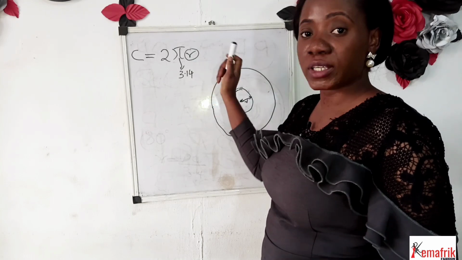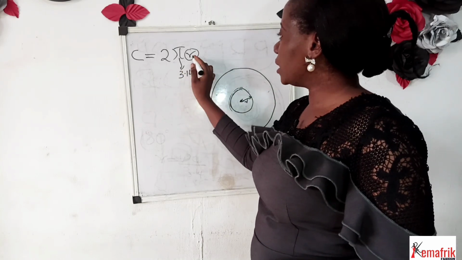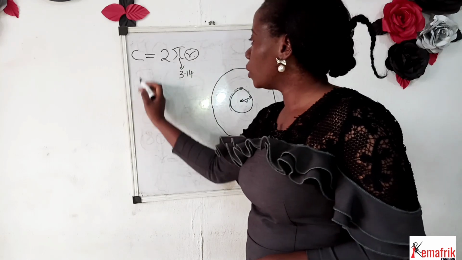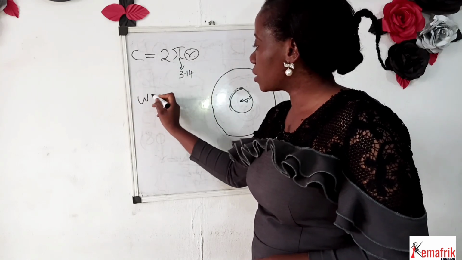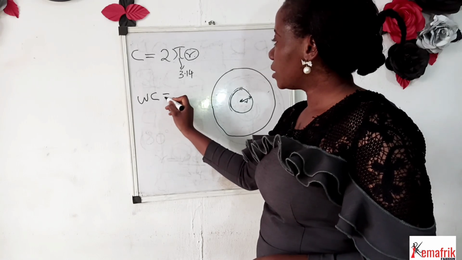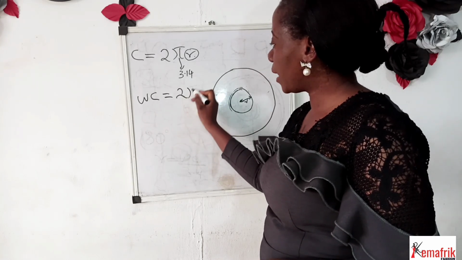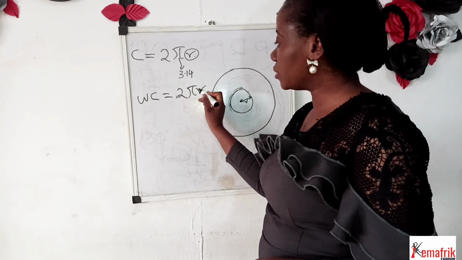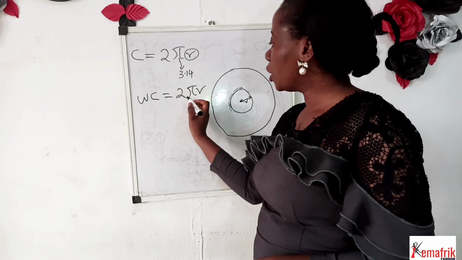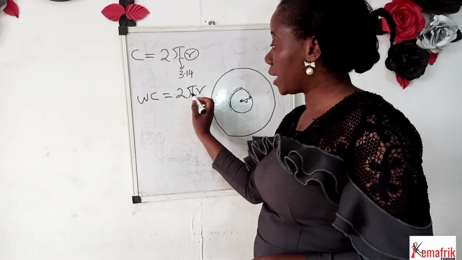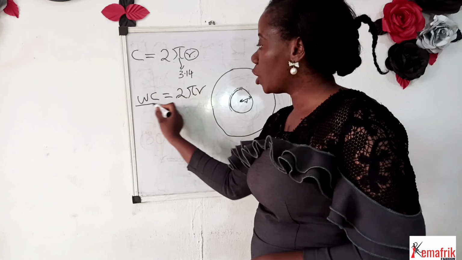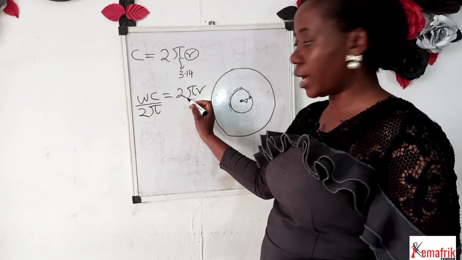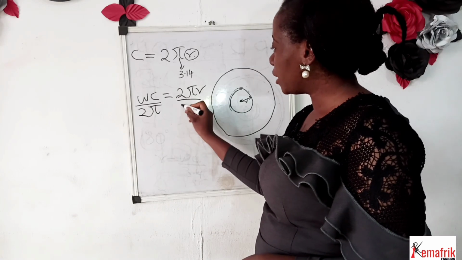What we don't know is this radius. So what we'll need to do here is to make the radius the subject of the formula. So I'll just say the waist circumference is 2 pi r, right? So we want to make r the subject of the formula. And how do we do that? We'll divide both sides by 2 pi so that we can rule out this 2 pi. So waist circumference divided by 2 pi, and then here we have 2 pi r divided by 2 pi.